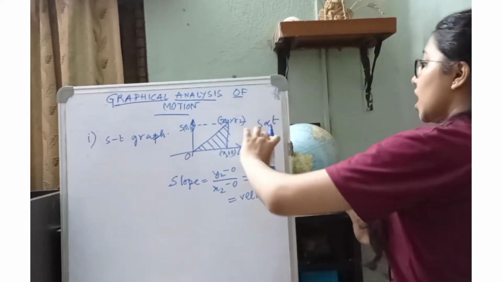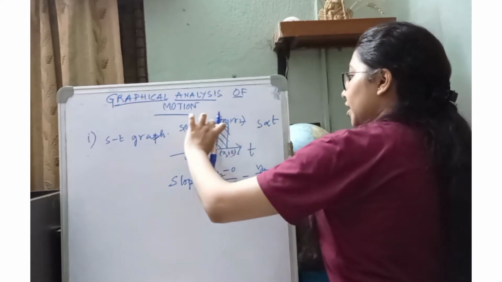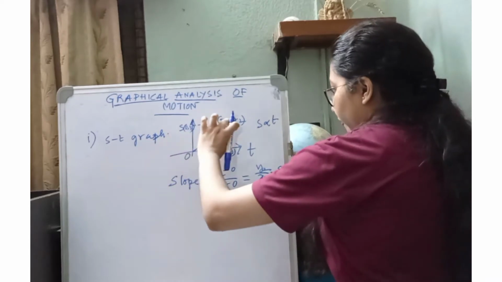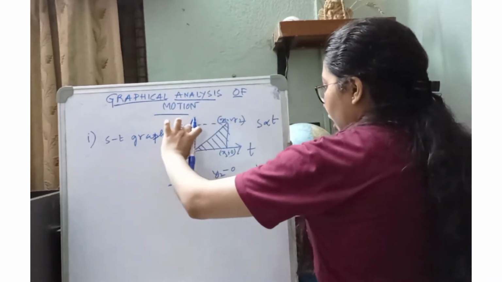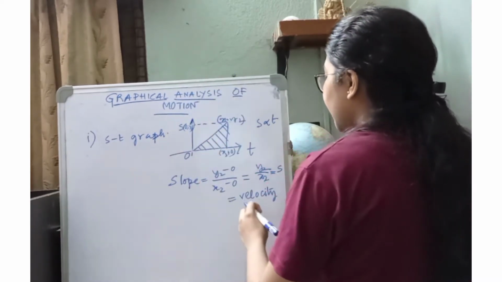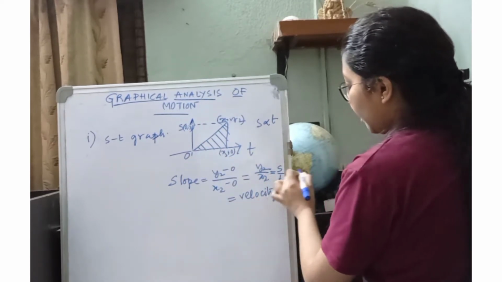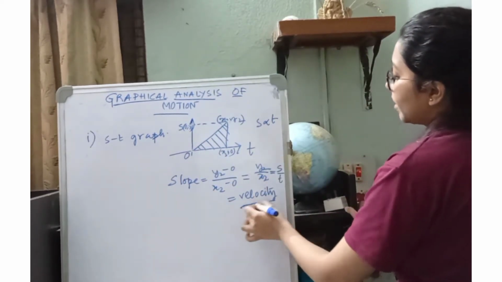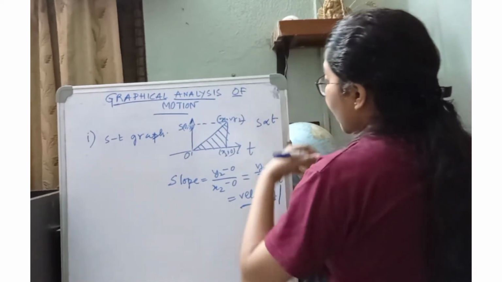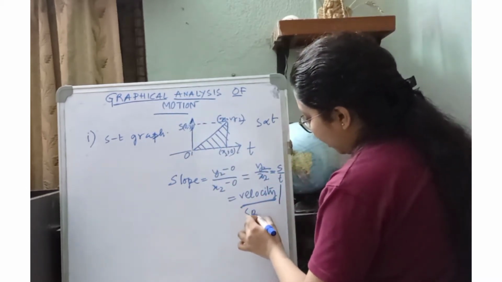Now what is this particular y2? The value y2 is this measurement, so y2 is nothing but s. This y2 coordinate is the distance which has been moved by the particular object, and the x2 coordinate is the time taken, and s by t is nothing but the velocity. If it is the displacement time graph, it will be the velocity. If it is the distance time graph, then it will be the speed.